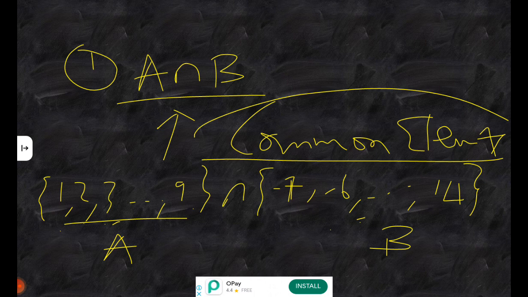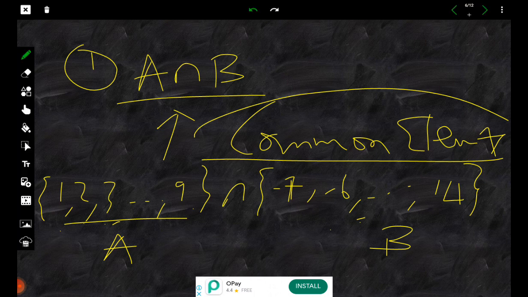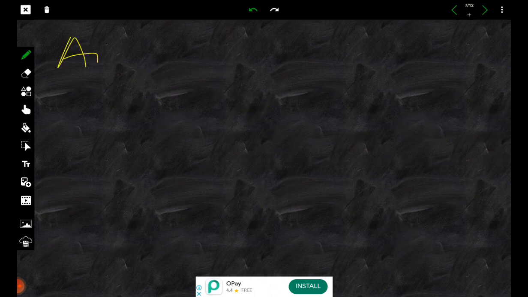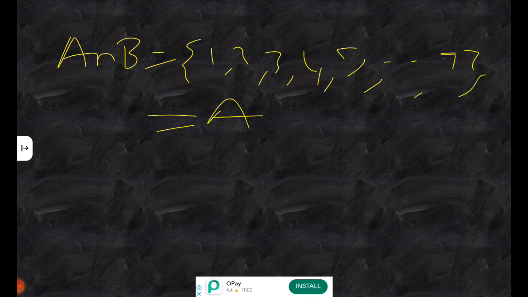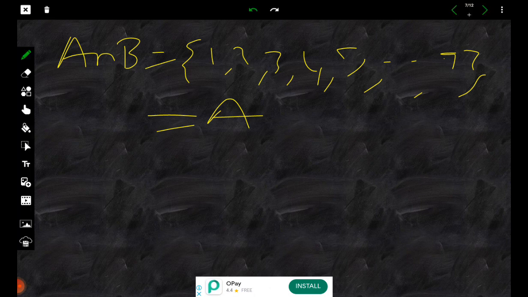It simply means where the two of them intersect are actually the same elements as in A. Thus, we can write A intersection B as equal to 1, 2, 3, 4, 5, up to 9, right? And so if you check, this is just equal to A. As simple as that, and we're done with the first one. That is what we mean by the intersection, where it intersects.